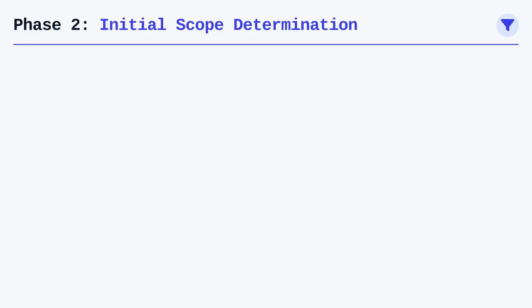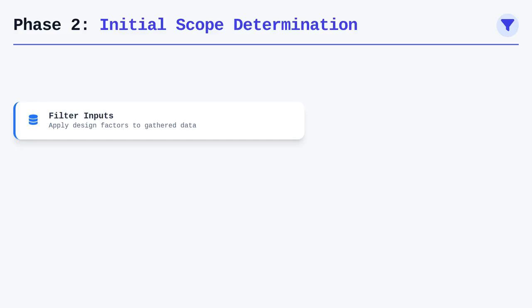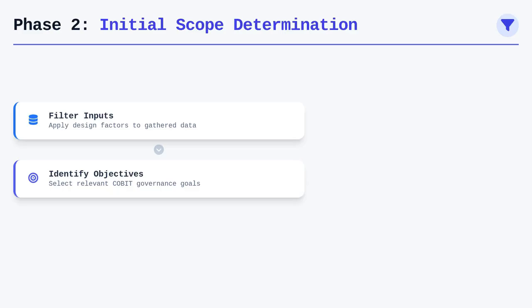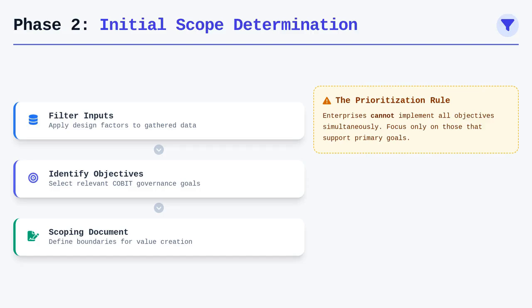Phase 2 moves us into the mechanics of determining the initial scope of the governance system by filtering the inputs gathered in the previous step. During this phase, you use the design factors to identify the most relevant governance and management objectives from the core COBIT model. It is important to realize that the framework includes more objectives than any single enterprise could reasonably implement simultaneously, so we must prioritize.